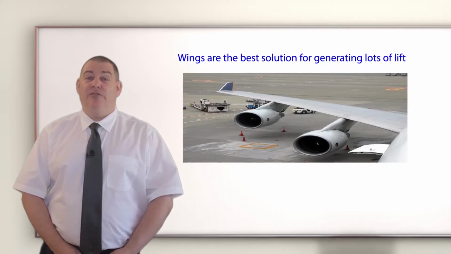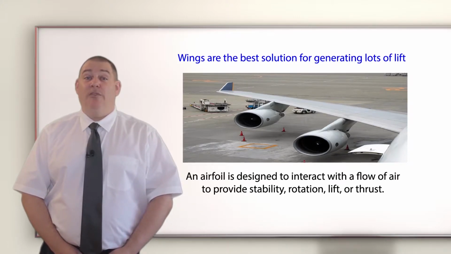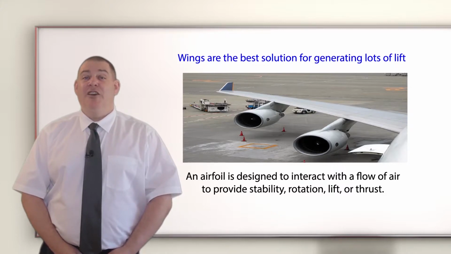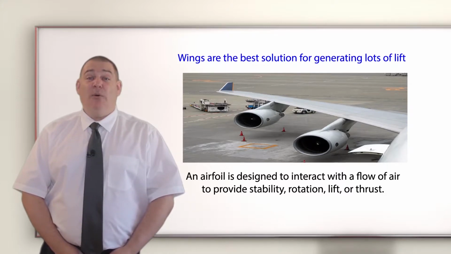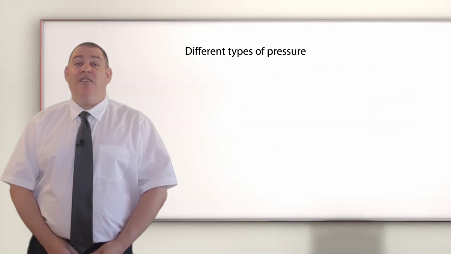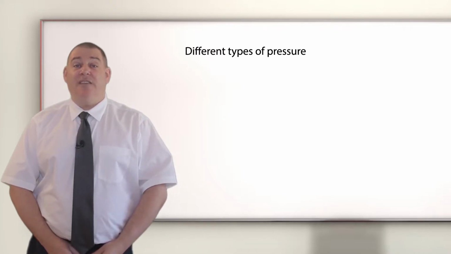Wings are the best solution for generating lots of lift. The wings on an airplane are really a type of airfoil. An airfoil is designed to interact with a flow of air to provide stability, rotation, thrust, and, as in the case of our talk, lift. It's time to go into detail on how lift is created, but first we need to understand the different types of pressure.